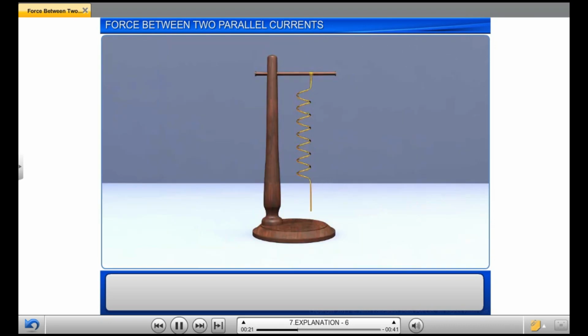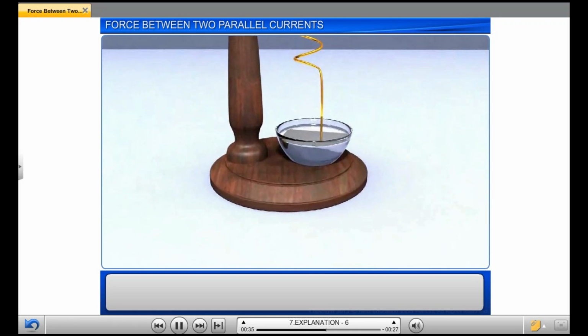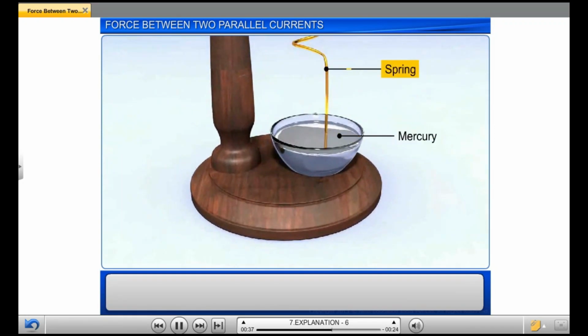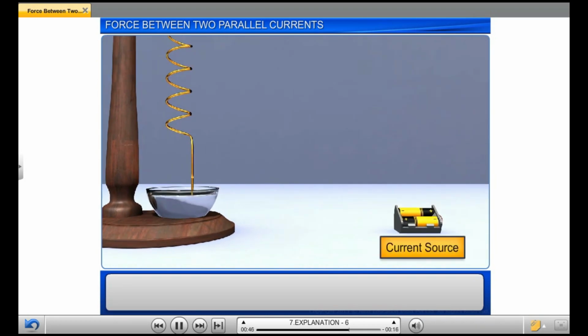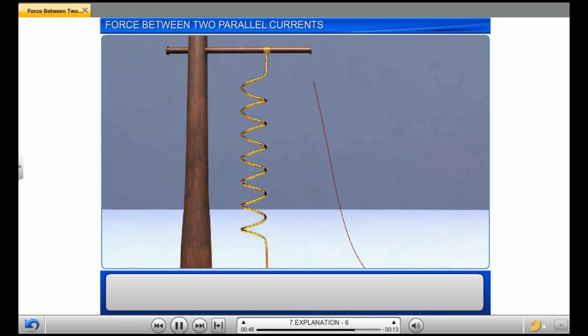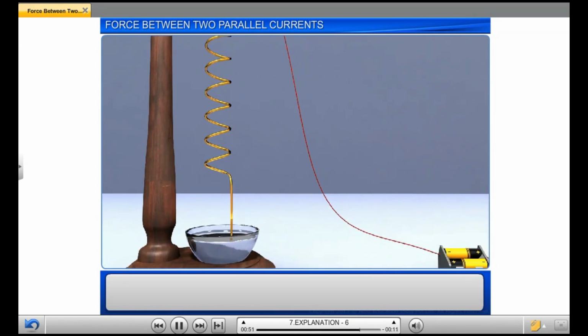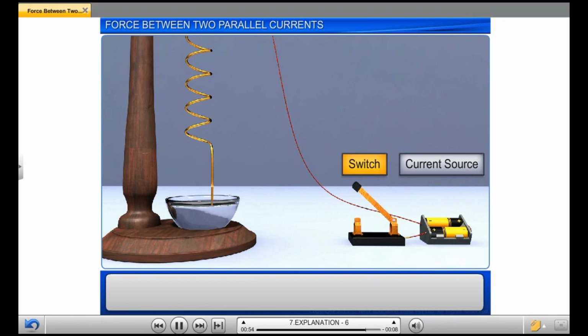Consider a soft spring with a natural frequency of oscillation equal to 1 Hz, or with a natural time period of oscillation as 1 second, suspended vertically from a rigid support. Take some mercury in a bowl and place it exactly below the suspended spring in such a way that the lower end of the spring is just in contact with the surface of the mercury. Take a DC current source, connect one of the terminals to the top of the spring, and the other terminal is connected to a switch. And then it is dipped in the mercury taken in the bowl, so that the circuit gets closed.